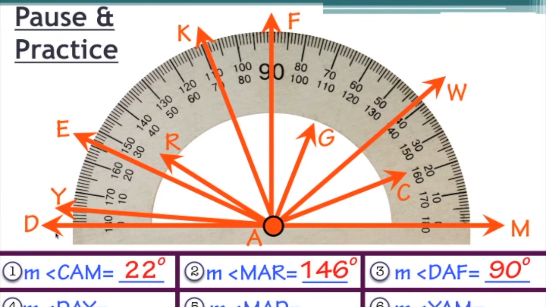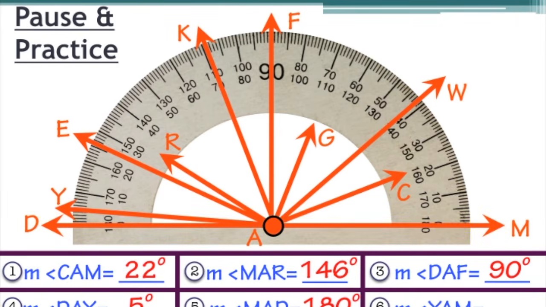Number 4, the measure of angle DAY. Angle DAY is this angle here. It starts at D, then goes to A, and goes to Y, and the measure of that angle is 5 degrees. Number 5, the measure of angle MAD. Angle MAD is this angle here. It starts at M, then goes to A, and then across to D. And the measure of angle MAD is 180 degrees. It goes straight across the protractor.